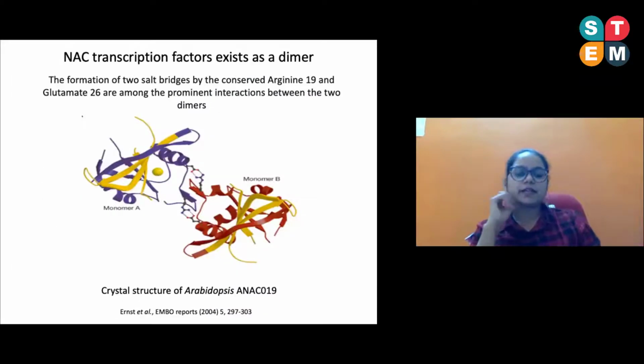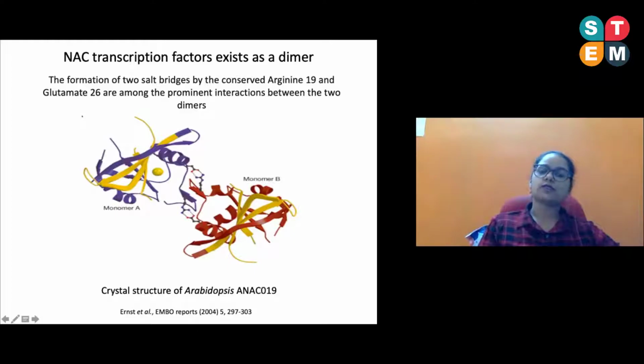A study by Ernst and co-workers in 2004 showed that these transcription factors also exist as homodimers or heterodimers. They showed that two salt bridges formed by conserved amino acids are responsible for the dimerization of these NAC transcription factors. So we were interested to study if GH-NAC4 also forms homodimers.